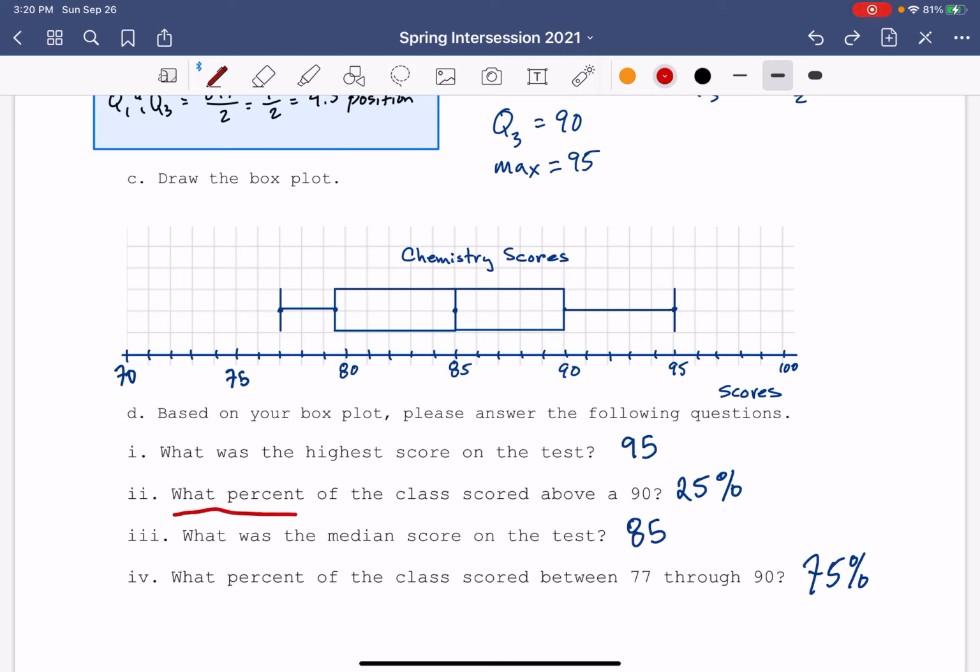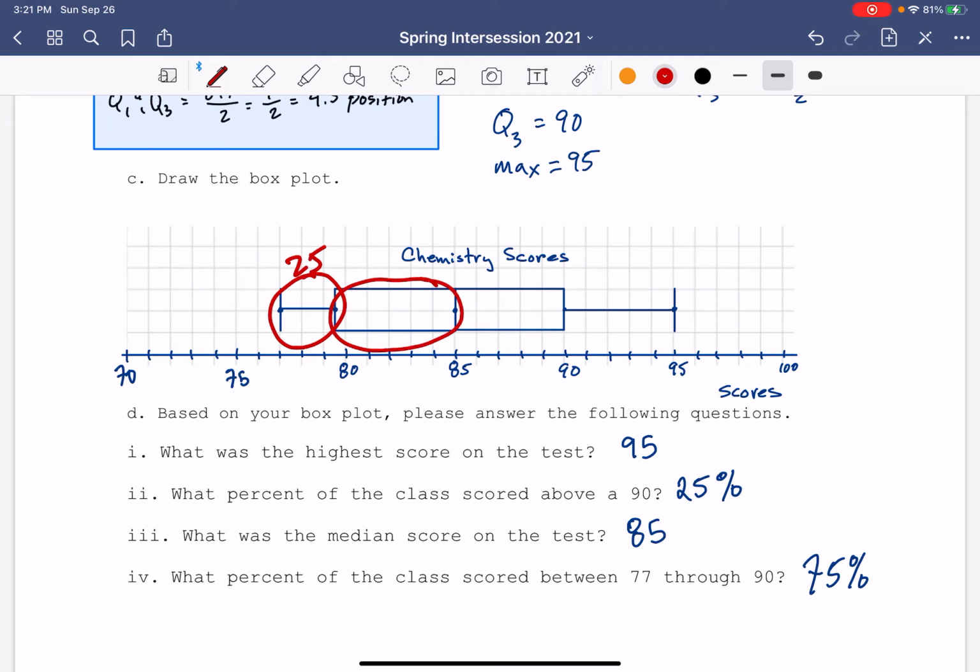And this is what percent of the class scored below 90? So look, here's 90, right? These are all percents, by the way. And what percent? Well, how do I know what percent? I don't know anything about how many scored below 90. Well, you do, because from here to here is 25%.